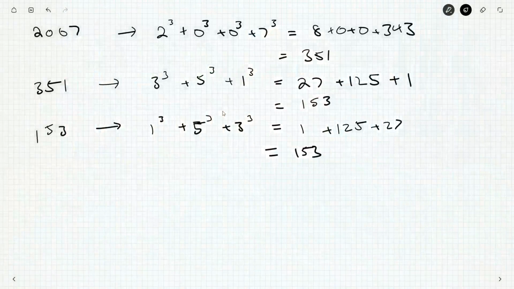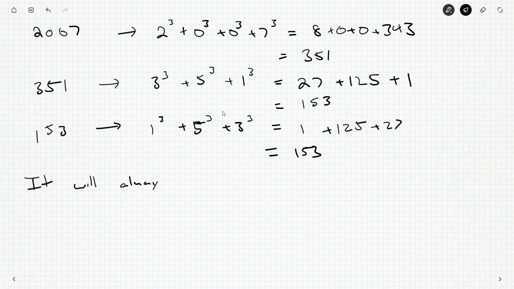But what we've got here is it's always going to be 153, just returning us back to the problem itself. From this point on, it will always be 153 after the 3rd term.